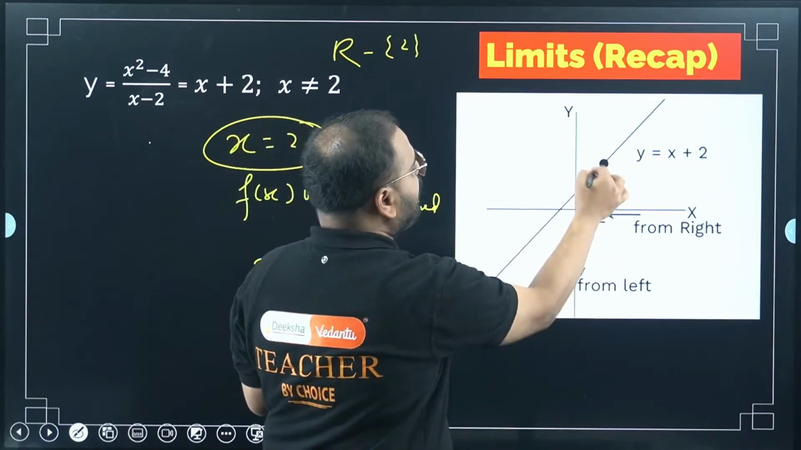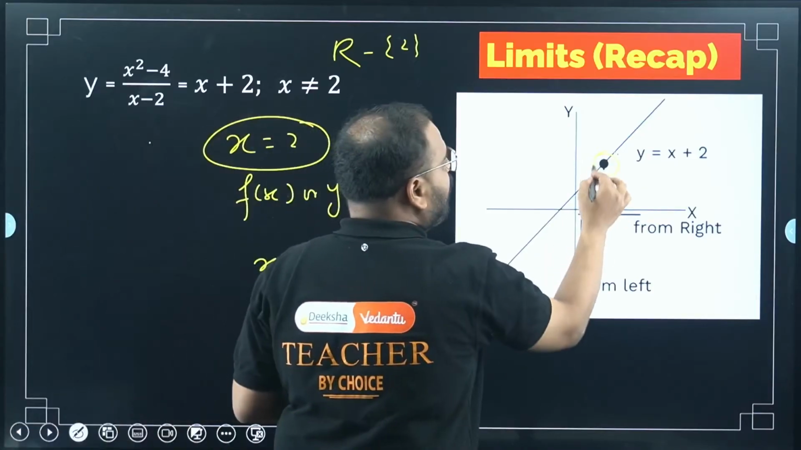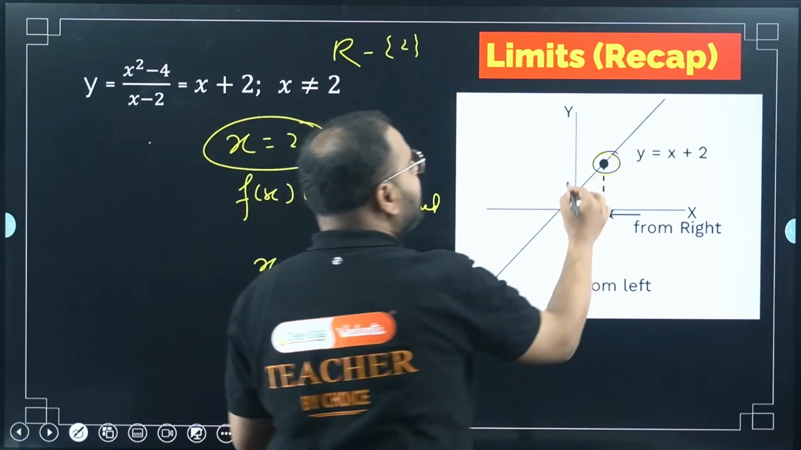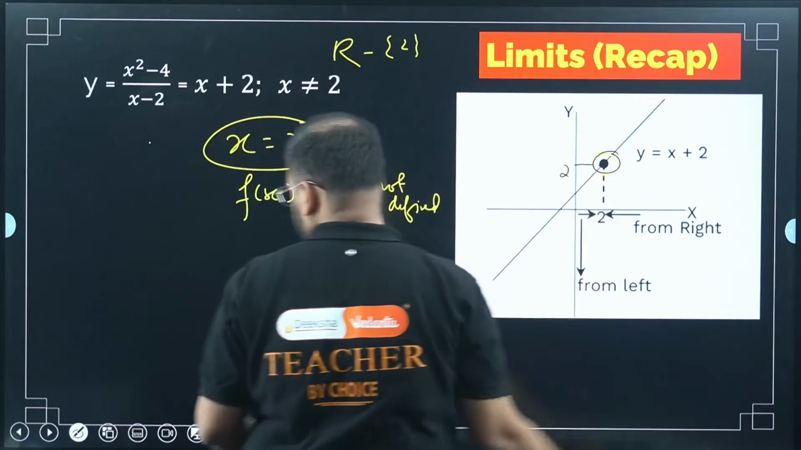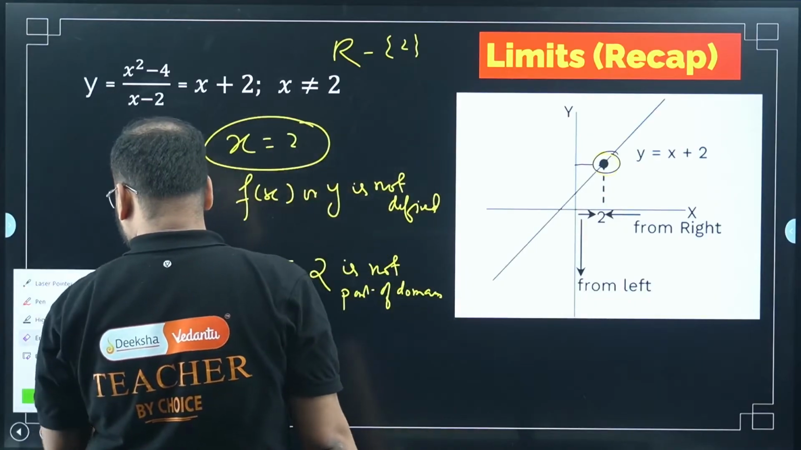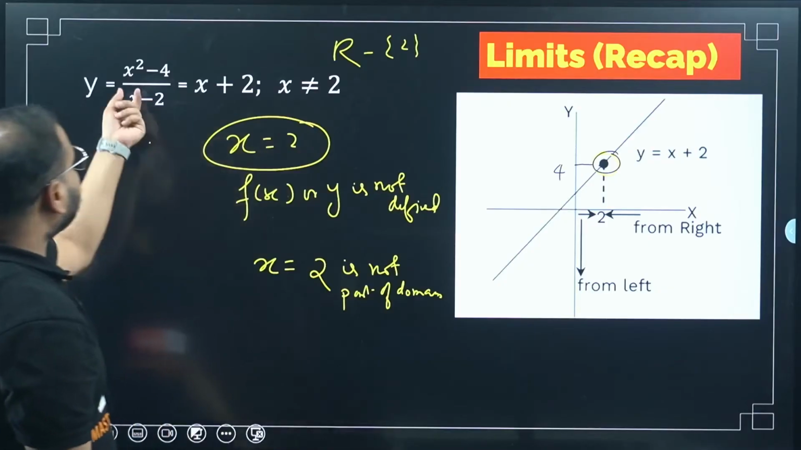So this is an open bracket actually; at the value 2 the function is not defined. What is the value right before 2? It is 4, sir. How come it is 4? Please check here.